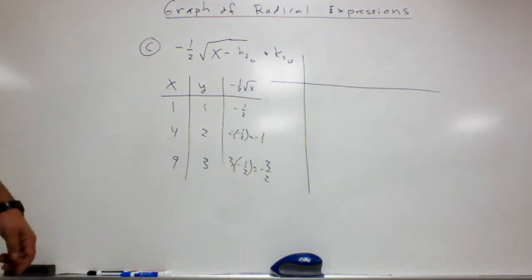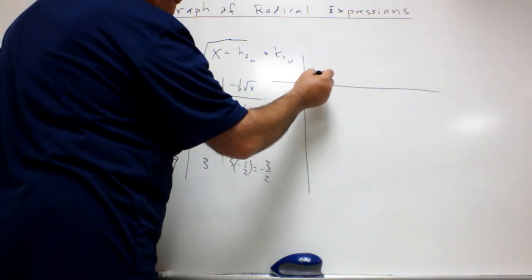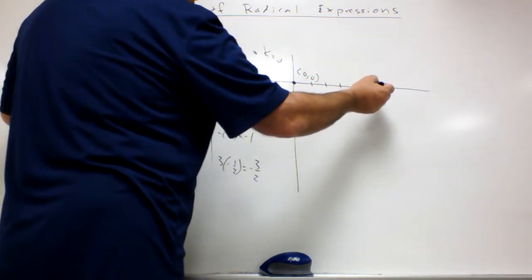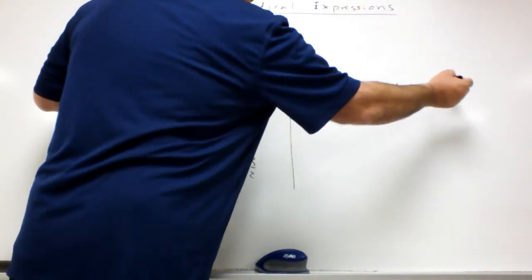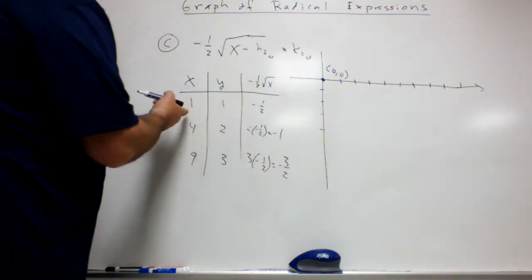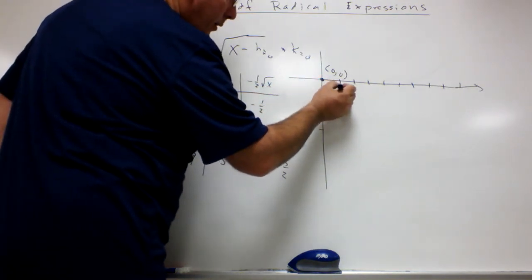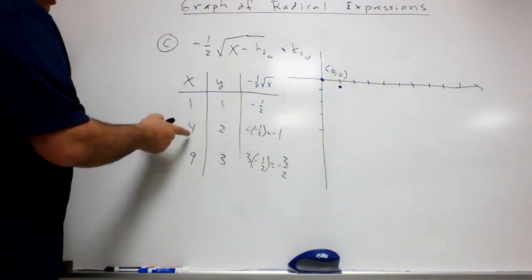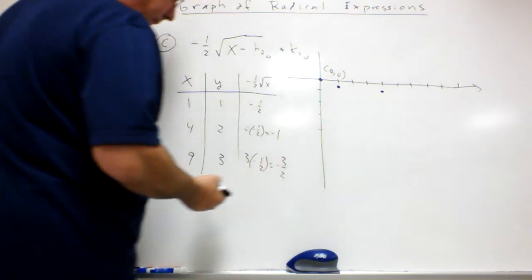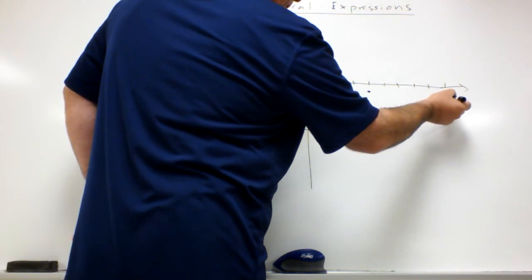And k equals 0. So we have our starting point at 0, 0. And then when we go out 1, 2, 3, 4, 5, 6, 7, 8, 9. And then we're going to go down 1, 2, 3, 4. Okay, now at x is 1, we get negative 1/2, so we would be here. At x is 4, we would be at negative 1, so we would be here. And at x is 9, we would be at negative 3/2, so we would be here.